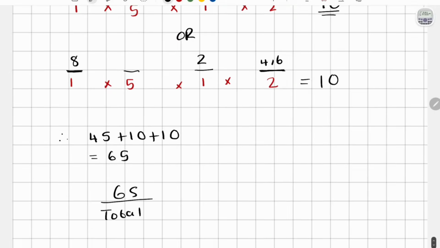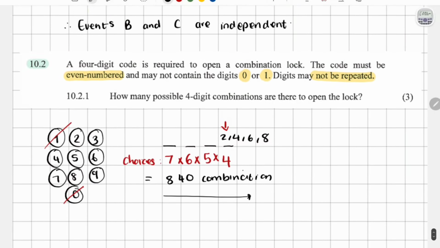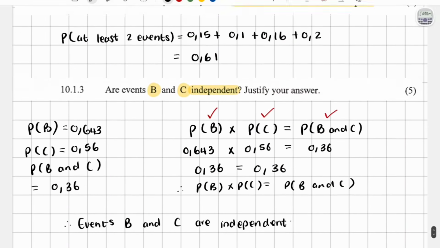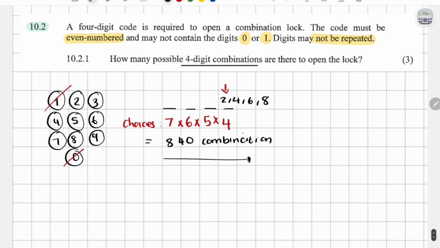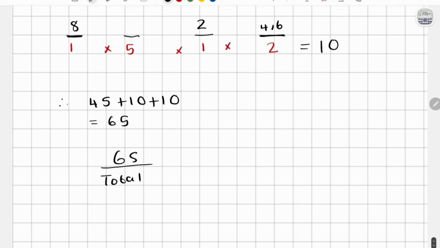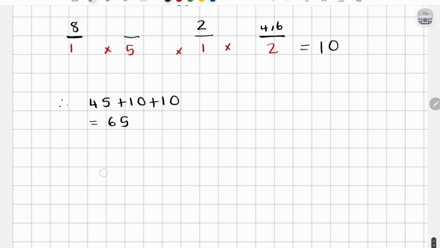The total number of outcomes would come from the first question, because the first question gave us the restrictions that you were allowed to use, and it just asked how many possible 4-digit combinations there are to open the lock. So in total, these are the combinations we can use to open the lock. So it's out of this total. We're taking that out of 840. So 65 over 840, that will be the probability. Let's see what that gives us.